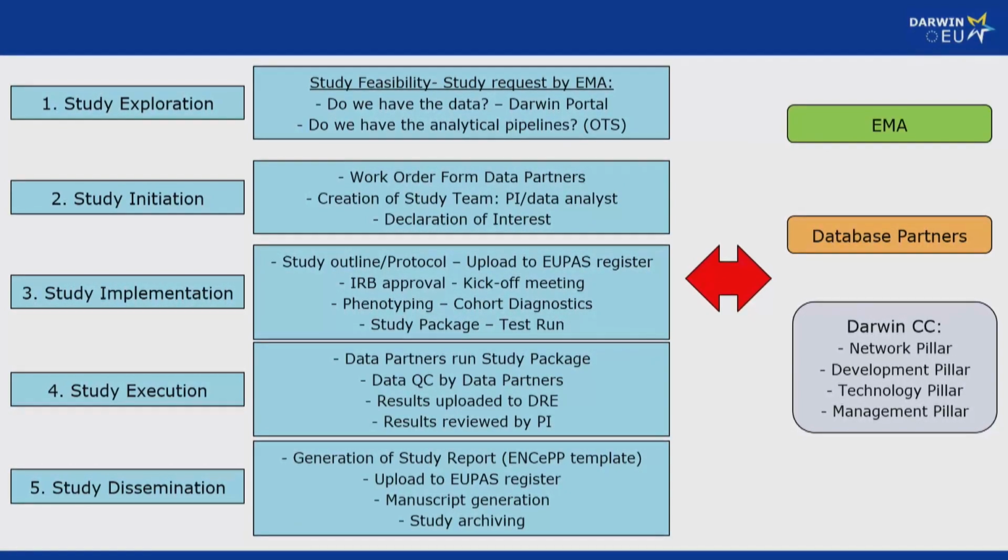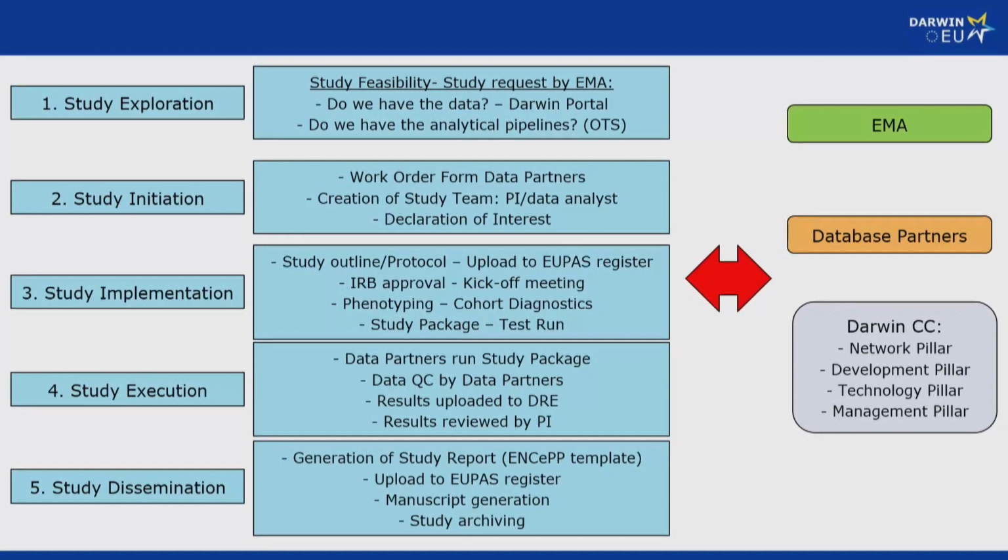Then we move to the study implementation, which is a very important phase where we are going to work on a study outline and the protocol. Protocol is sent to EMA for review. If it's okay, we are going to upload the protocol on the EU PAS register, which Andrea alluded to. Of course, we need IRB approval for some of the databases. We are going to organize a kickoff meeting with the whole team and the data partners. We will work on phenotyping, cohort diagnostics, working on the study package and do some test run. And if that passes, we move to study execution.